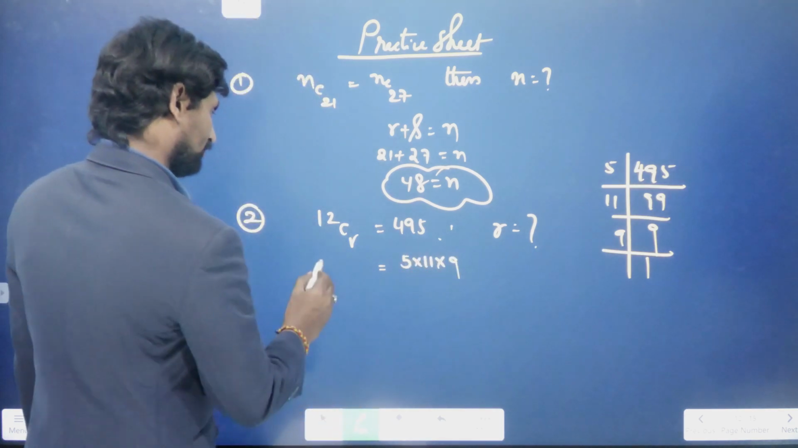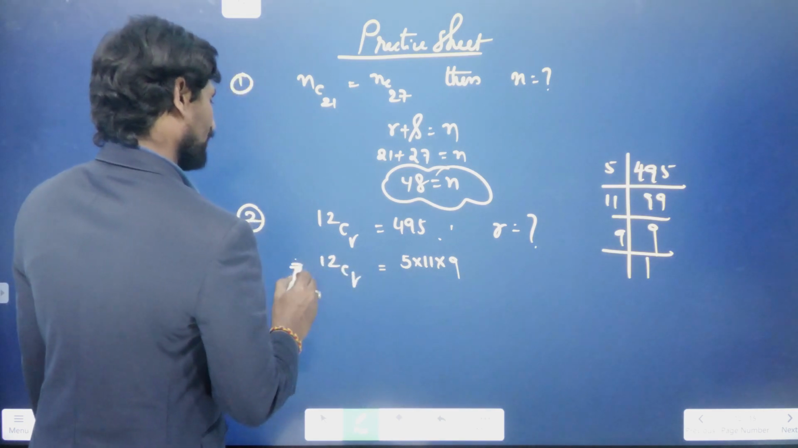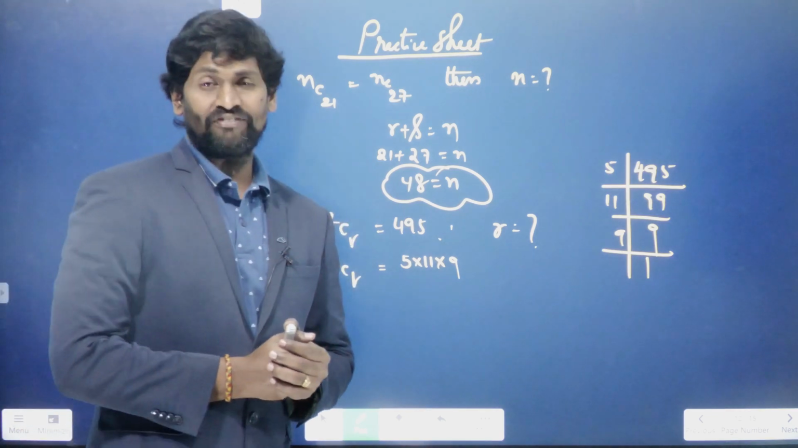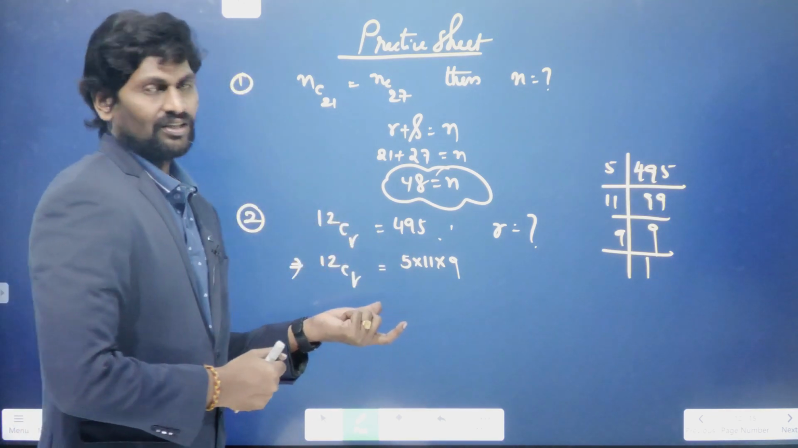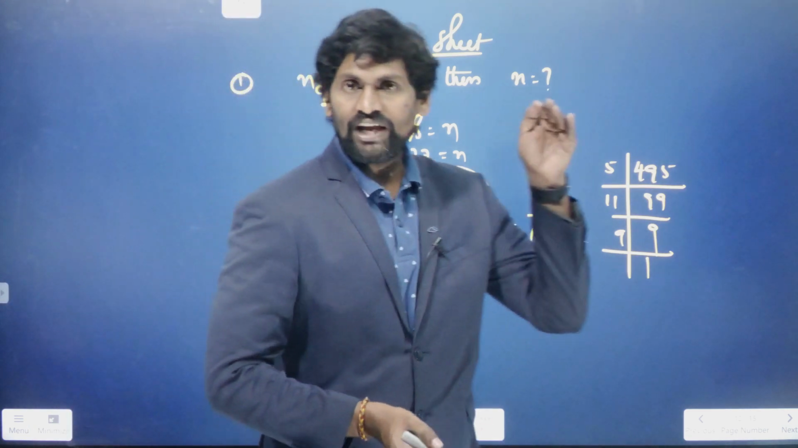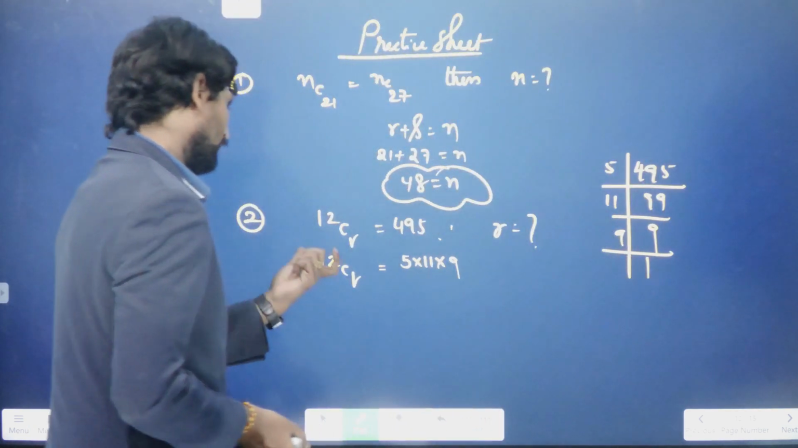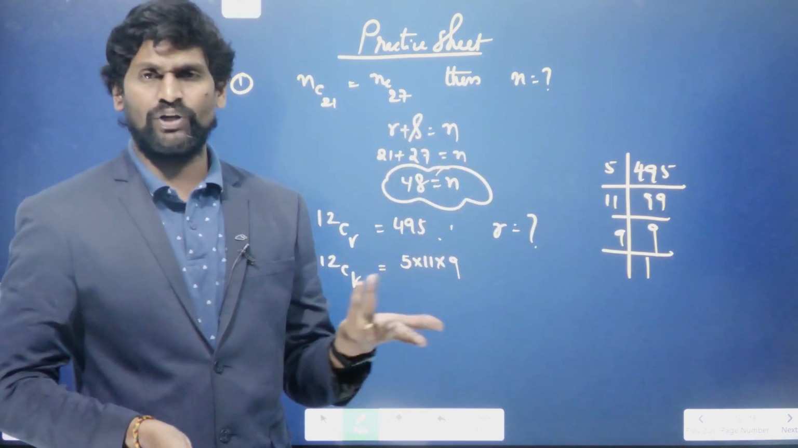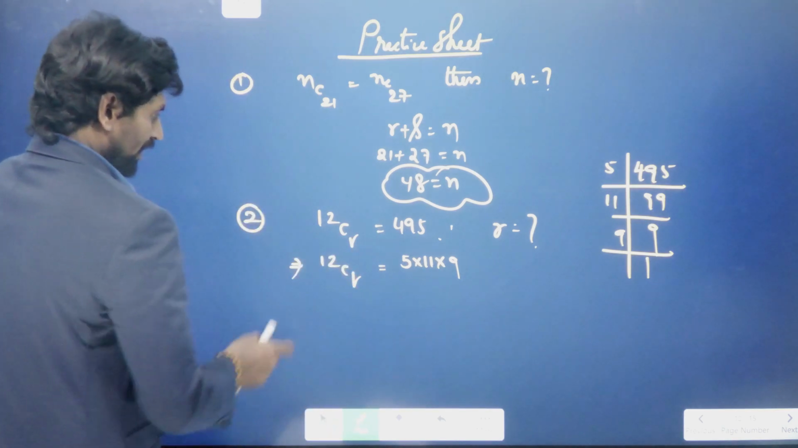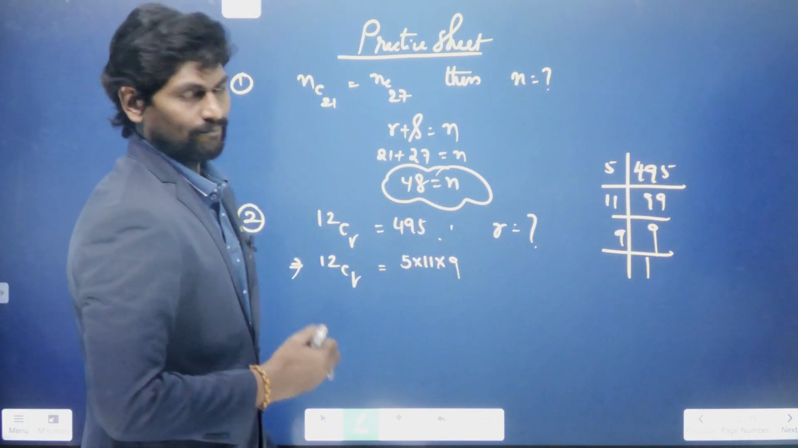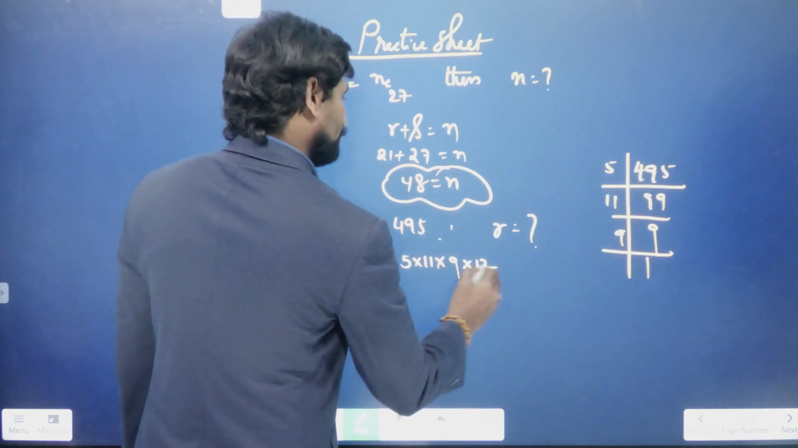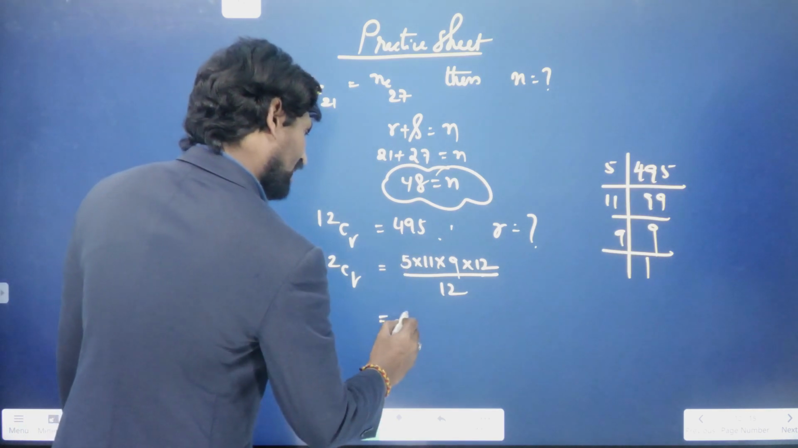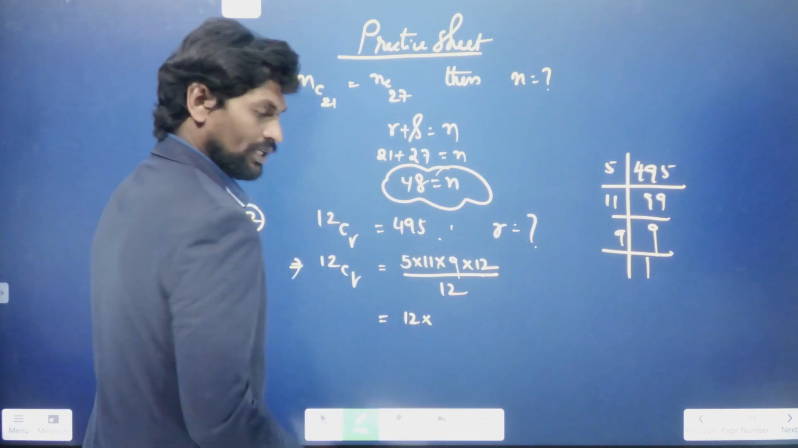So 12Cr means 12 factorial by 12 minus r factorial into r factorial. That means the 12 must be there. Or if you want to write like 5C4, like 5 into 4 into 3, similarly 12Cr also: 12 into 11 into 10 up to r terms. r can be 1, 2, 3, 4, any number. Same way, here 12 will be there, but in 495 12 is not there. So for that I am just multiplying and dividing by 12. Then I am writing in order: 12.